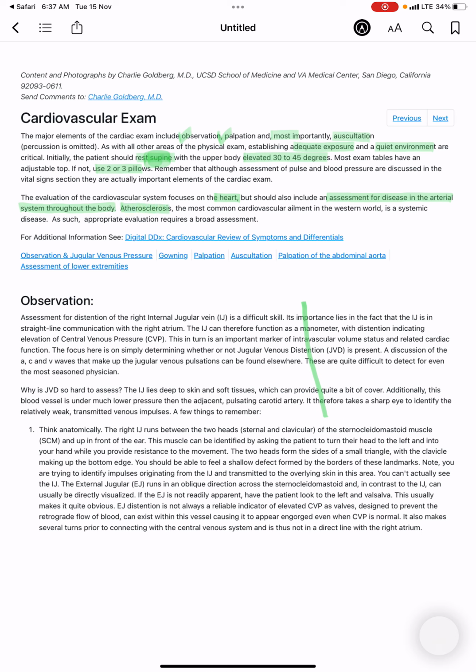So atherosclerosis, the most common cardiovascular ailment in the Western world, is a systemic disease. So assessment for disease in the arterial system throughout the body has to be done, because atherosclerosis is the most common cardiovascular ailment in the Western world.